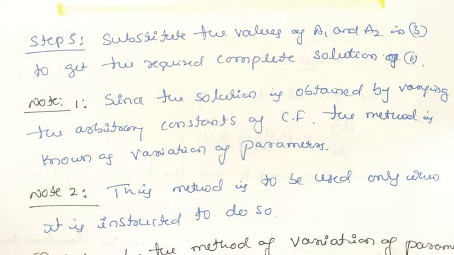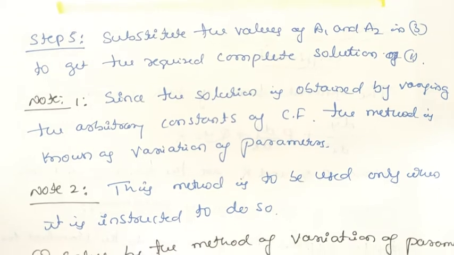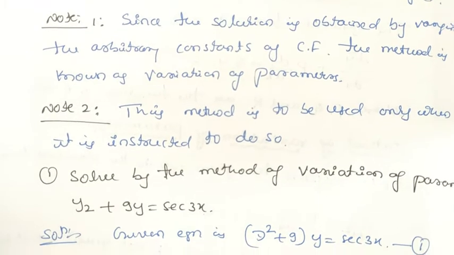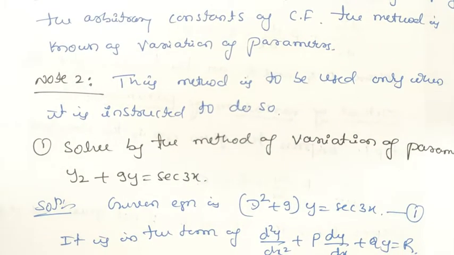That is, here the solution has the same form as the complementary function, but we are changing the variables, that is a1, a2 instead of c1 and c2. Because of this, the method is also known as variation of parameters. And the second point is, this method is to be used only when it is instructed to use. Otherwise we can solve using our own methods. Okay. Let us take one example here.